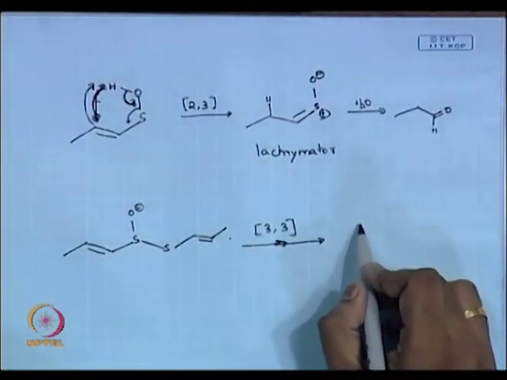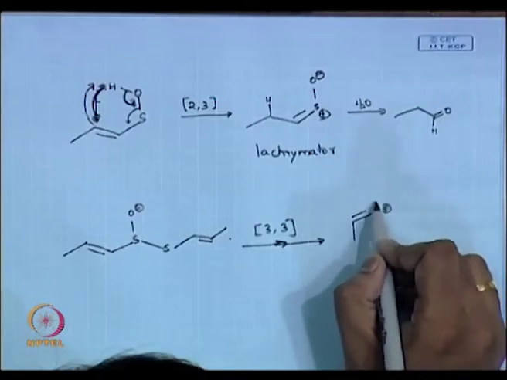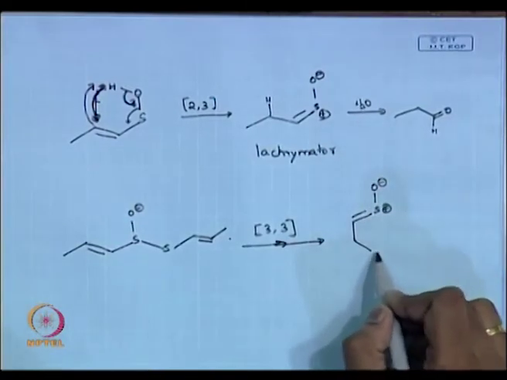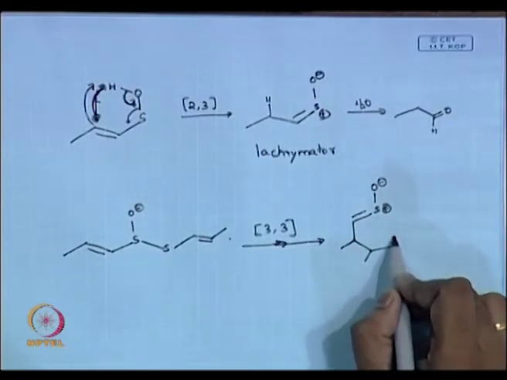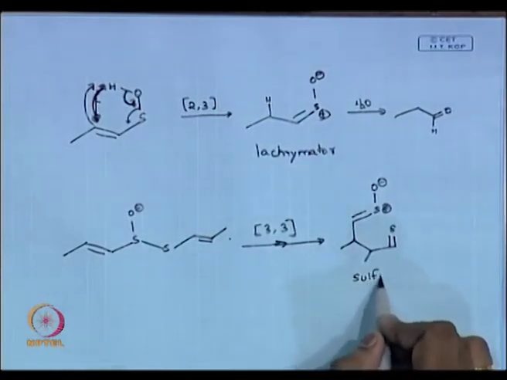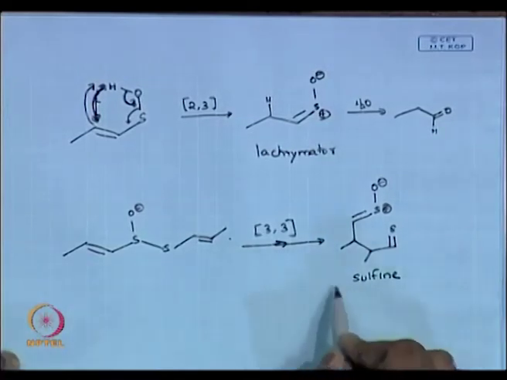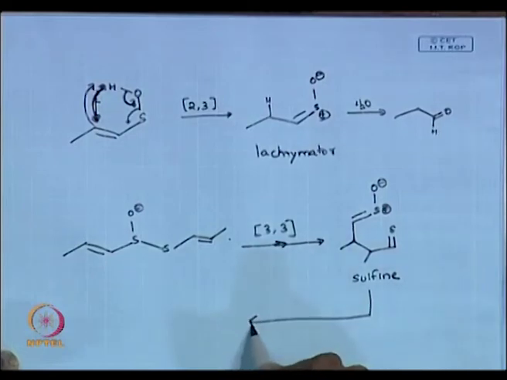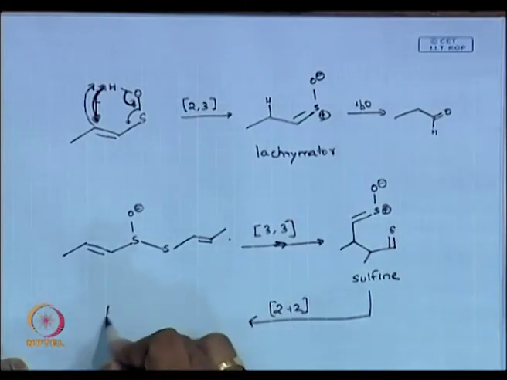Okay. So, you end up with what product? This methyl here, methyl here. This is called a sulfine. Okay, and sulfine undergoes, which you have not studied, even though you studied it in photochemistry, a very nice 2+2 cycloaddition. Okay, this sulfine undergoes a 2+2 cycloaddition to give you your famous drug molecule.